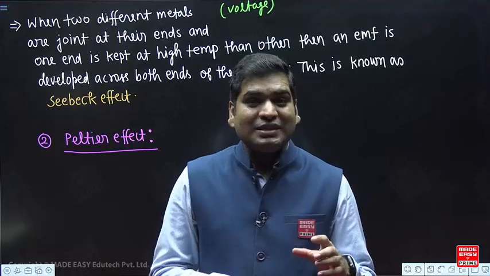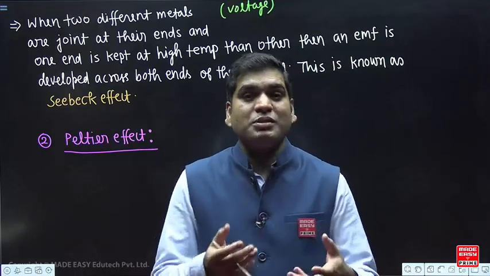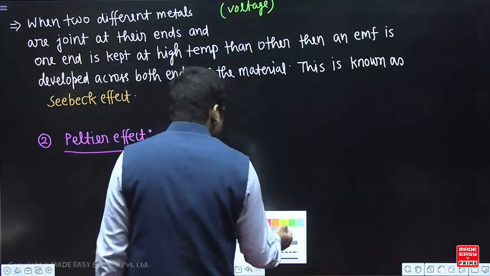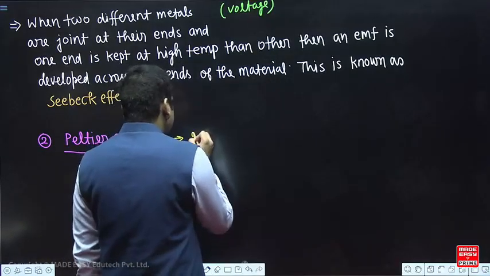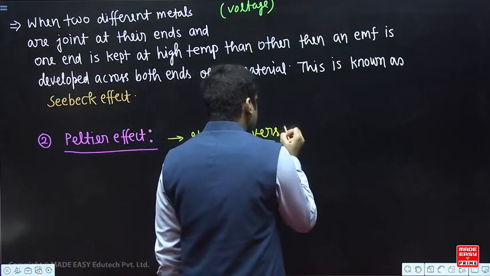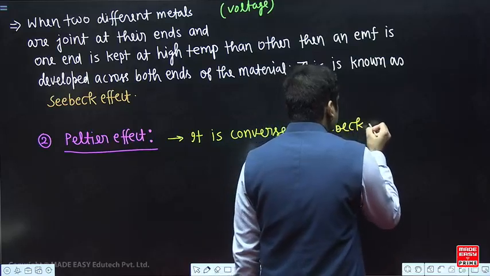So he is saying that Seebeck says because of temperature there is a current. So I am saying that because of current there would be temperature. So Peltier effect is nothing but the converse of Seebeck effect.